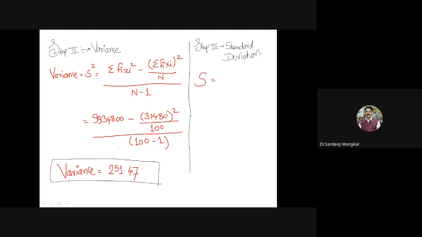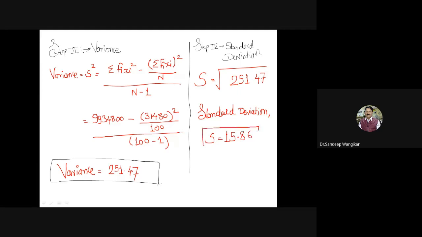This is the value of S square. So S is nothing but the square root of 251.47. So you will get in this case 15.85. Okay, 85, 86, whatever. Okay, so I can say here standard deviation, S is equal to 15.86.